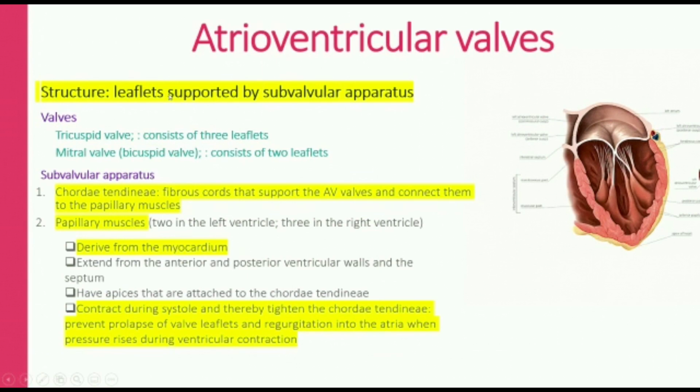First, starting with the atrioventricular valves. As I said before, they have leaflets, and these leaflets are supported by the subvalvular apparatus, including the chordae tendineae that attach the leaflet to the papillary muscle. This papillary muscle originates from the myocardium, and when the myocardium contracts during systole, the papillary muscle also contracts, and this tightens the chordae tendineae and prevents the prolapse of these leaflets into the atria, thus preventing the backflow of blood into the atrium during systole.